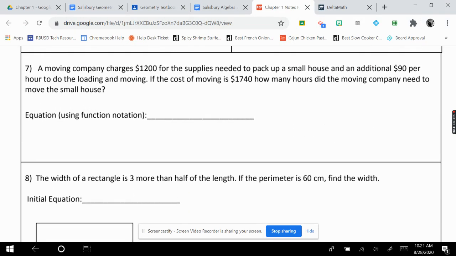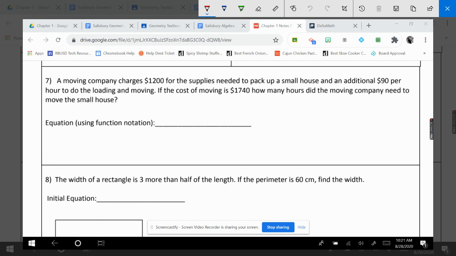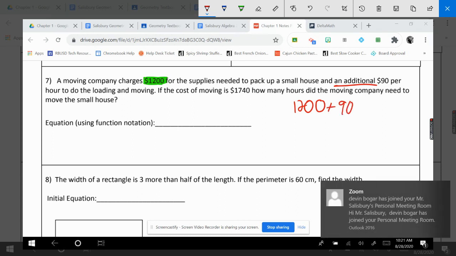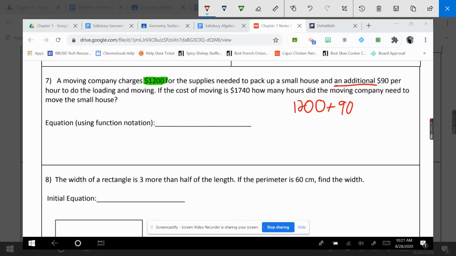Number 7, a moving company charges $1,200 for the supplies it needs to pack up a small house and an additional $90 per hour. So when I read these, it says it's going to charge me $1,200, so there's $1,200. An additional, so add $90 per hour to do loading. So net plus 90 per hour. We don't know how many hours. We'll call that x. You can even call it h if you want to.